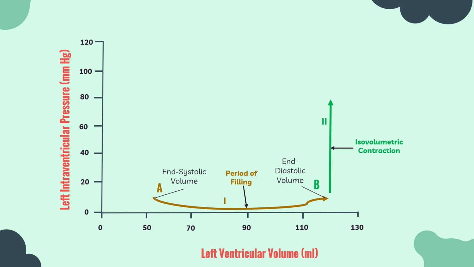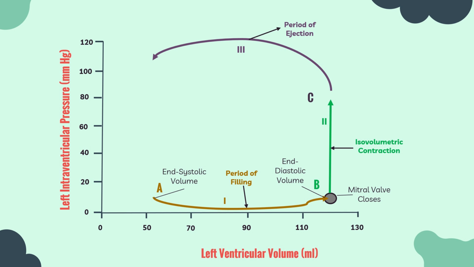Phase 2 is the period of isovolumetric contraction. During isovolumetric contraction, the volume of the ventricle does not change because all valves are closed. However, the pressure inside the ventricle increases to equal the pressure in the aorta at a pressure value of about 80 millimeter of mercury, as depicted by point C. Phase 3 is the period of ejection. During ejection, the systolic pressure rises even higher because of still more contraction of the ventricle. At the same time, the volume of the ventricle decreases because the aortic valve has now opened and blood flows out of the ventricle into the aorta.